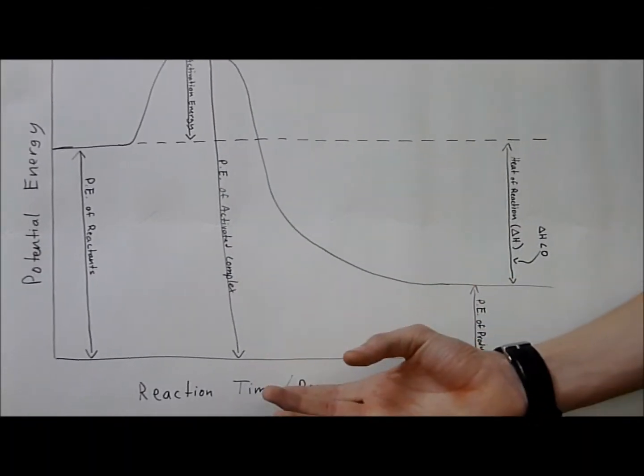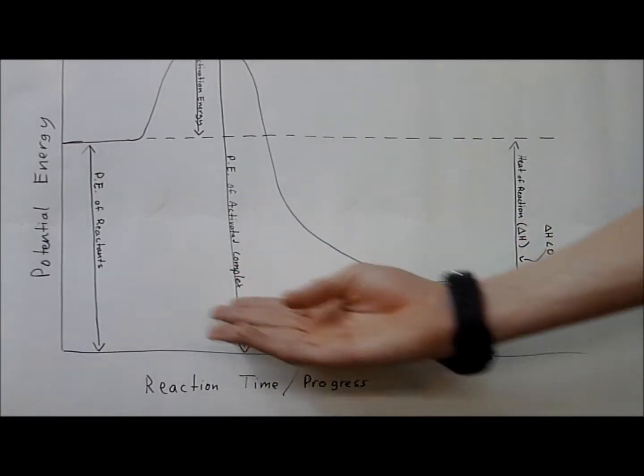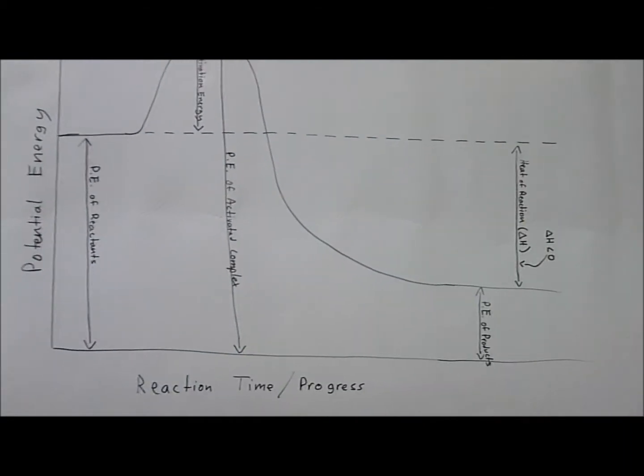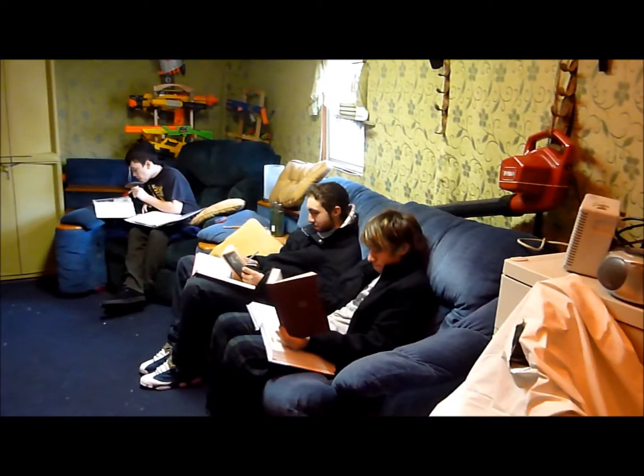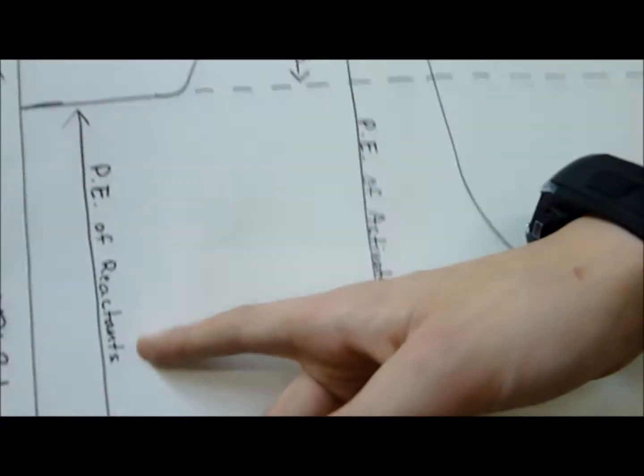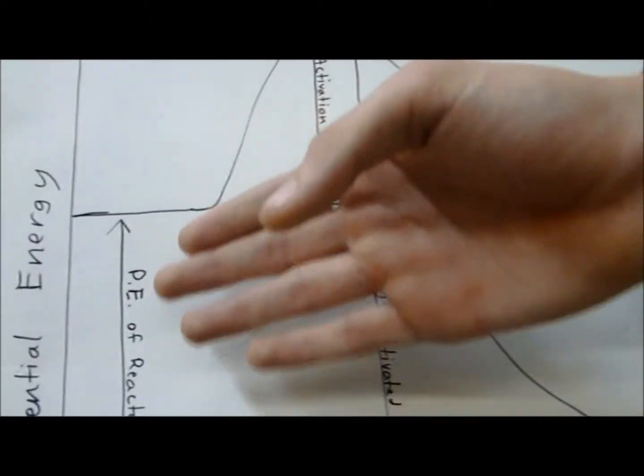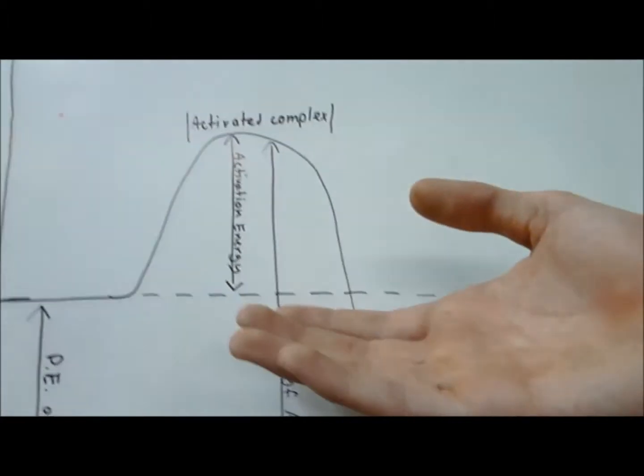Well, that's a nice story and all, but what does that have to do with our exothermic reaction and the chart it makes? Well, let's start at the beginning. Here we have our kids studying. Their potential energy is very high because they can party and they have a lot of potential, but low kinetic energy because they're not doing anything.